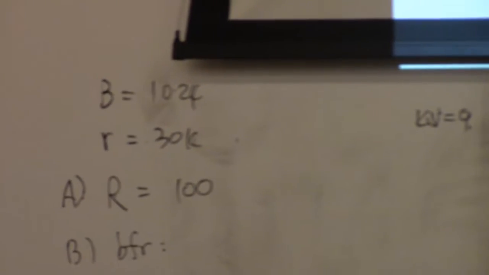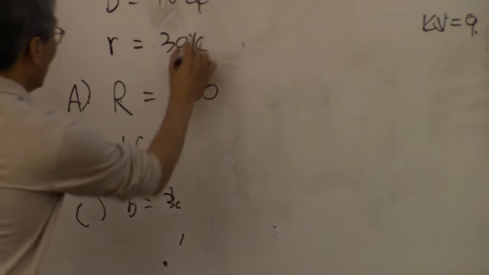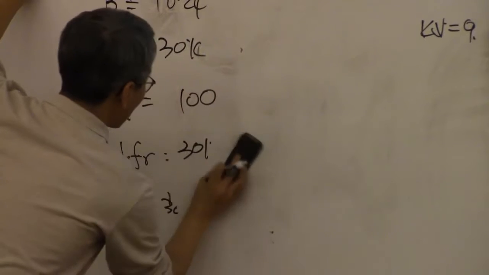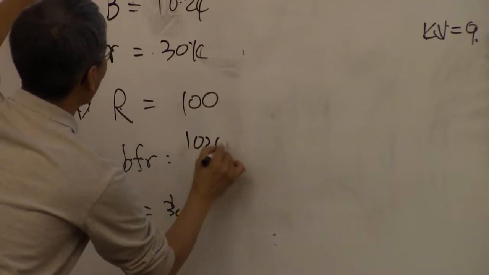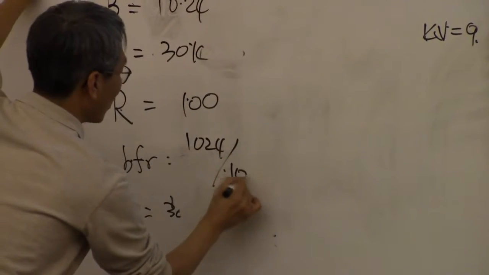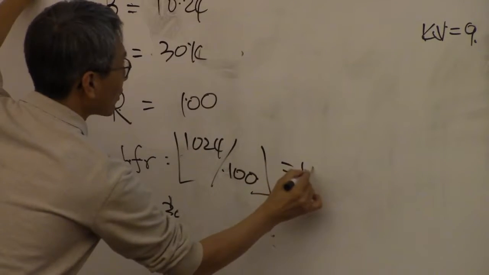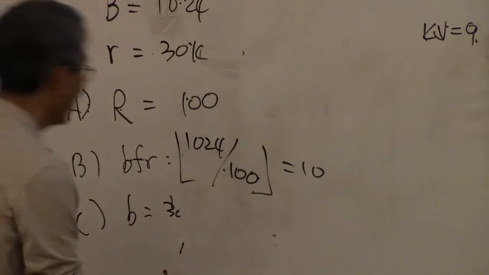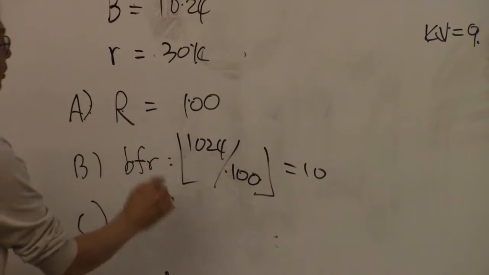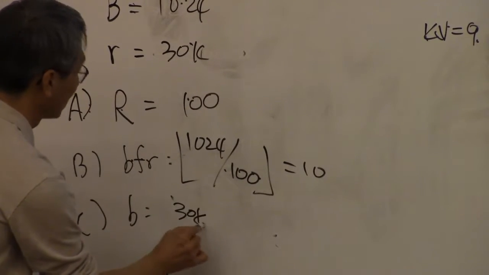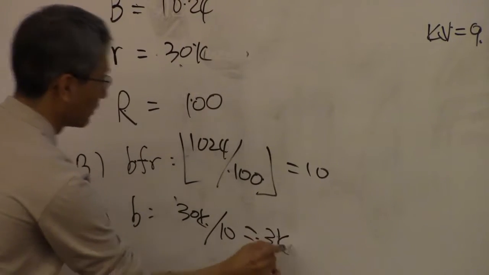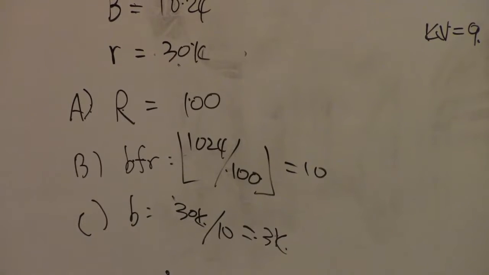Then what is the blocking factor? The block size, 1024, divided by the record length, 100, is 10. So 10 is the blocking factor. And how many blocks do we need? The 30K records divided by 10 is 3K. So we need 3,000 blocks.